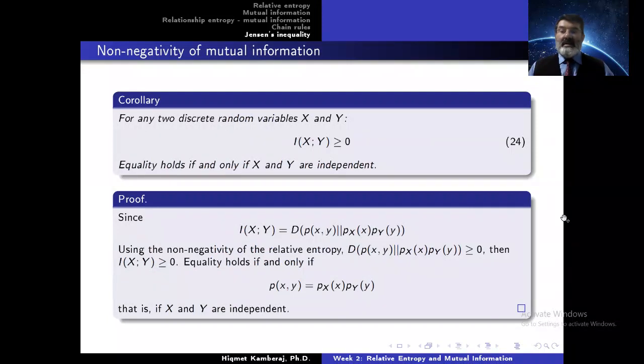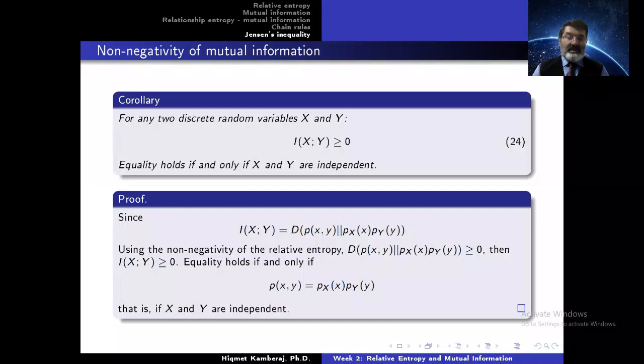Now this gives me several other properties. One of these is the non-negativity of the mutual information, and this is the following corollary. For any two discrete random variables X and Y, the mutual information between X and Y is non-negative. Equality holds if and only if X and Y are independent.